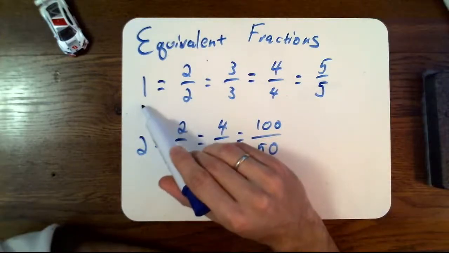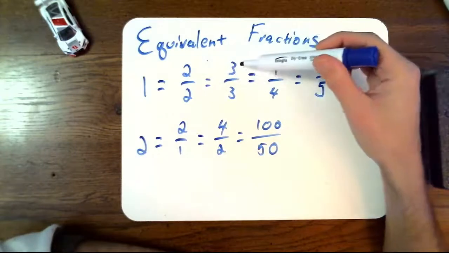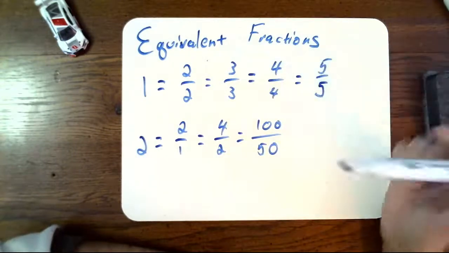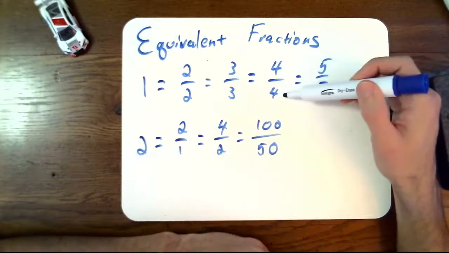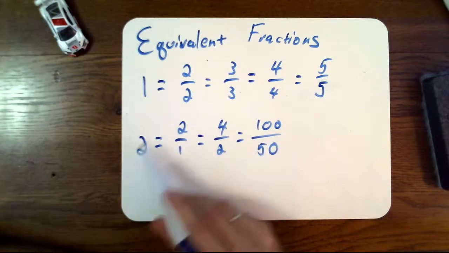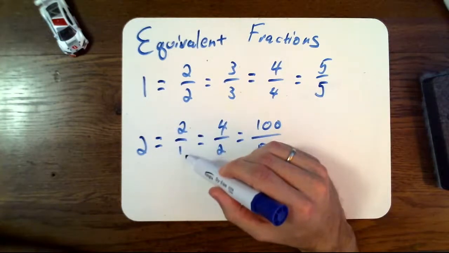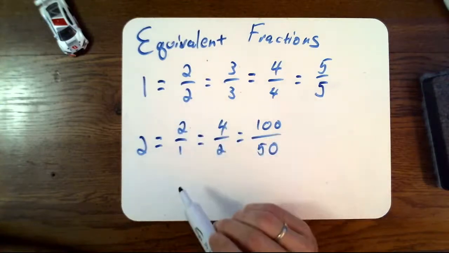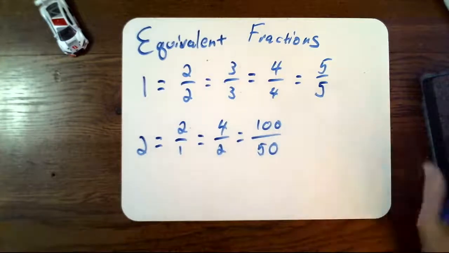For instance, 1 could be written as 2 over 2, it could be written as 3 over 3, 4 over 4, because what is 3 divided by 3? It's 1. What is 4 divided by 4? It's 1. Similarly, with 2, you could always write any number as over 1, and now we can size that up. So times 2 would be like 4 over 2 or 100 over 50.